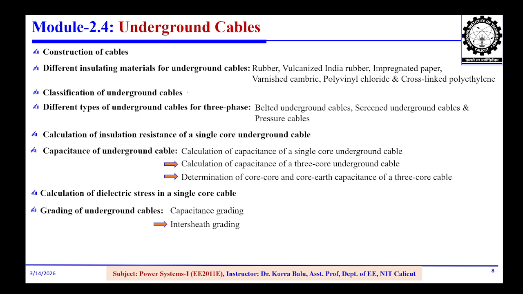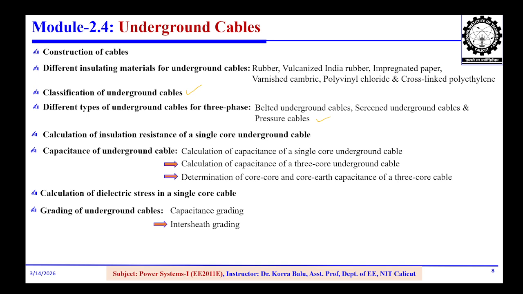Then we'll start the classification of the underground cables based on the voltage level. So we will see the low tension, high tension, super tension, extra high tension. So based on the voltage, we can classify the different underground cables. So different types of underground cables for the 3-phase. We will see the belted underground cables, screened underground cables, and the pressure cables. So for a voltage level less than 66 kV, you can go for the belted underground cables and the screened underground cables. If the voltage level is above 66 kV, you will go for the pressure cables.